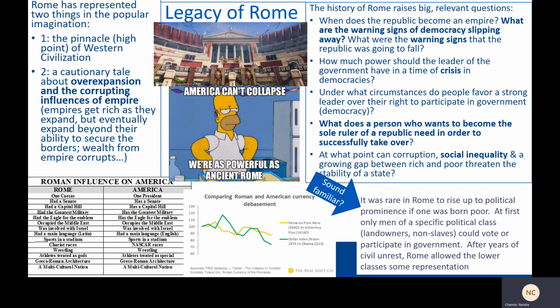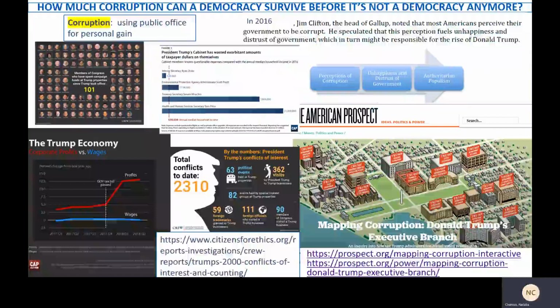In addition, the corruption and the democratic slipping part of the story seems prescient for us today. It's fair to ask how much corruption a democracy can survive before it's not a democracy anymore, and there's been a ton of research on this question. Even before the Trump election, the head of the Gallup polls noticed that as Americans perceive their government to be corrupt, they become unhappy and distrustful in government, and then begin to favor something he calls authoritarian populism.